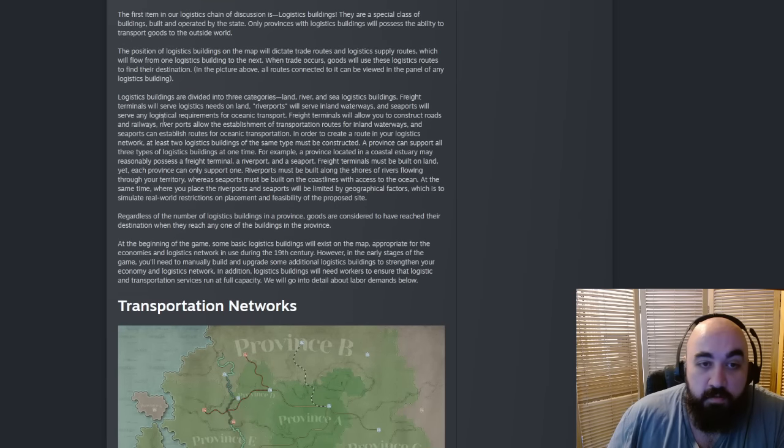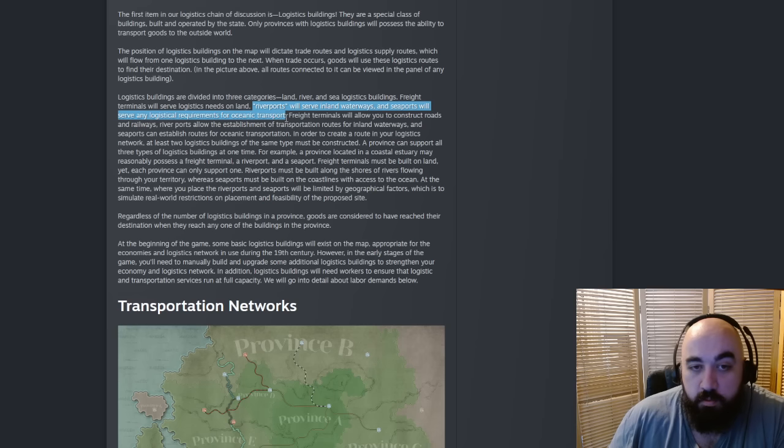Logistics buildings are divided into three categories: land, river, and sea logistics. Cool. Freight terminals, river ports, and seaports. Cool to have the river one in particular. Freight terminals will serve as logistical needs on land. River ports will serve as interlays for inland waterways, and seaports will serve as a logistical requirement for oceanic transport.